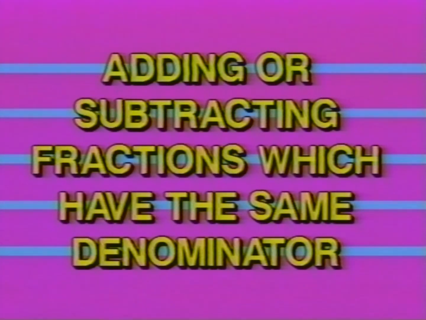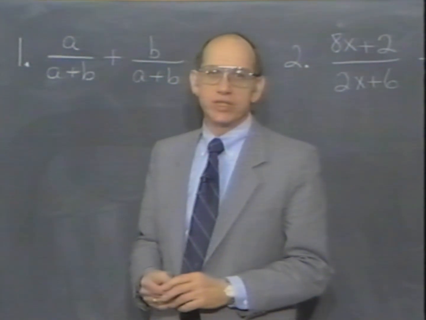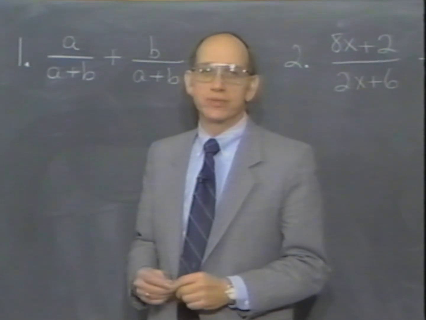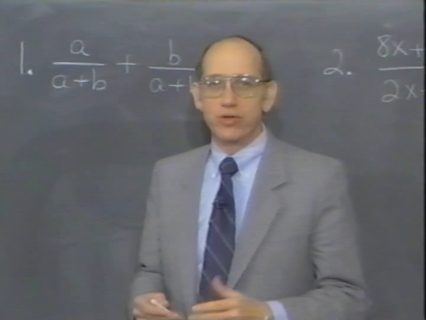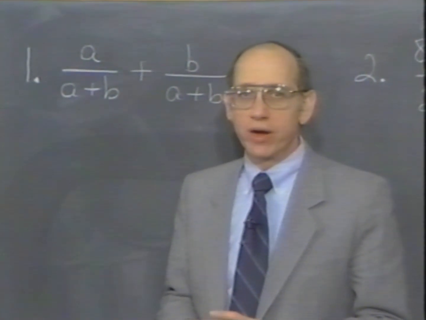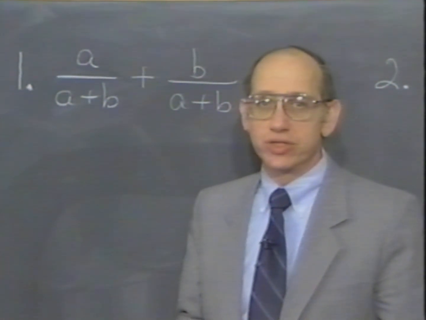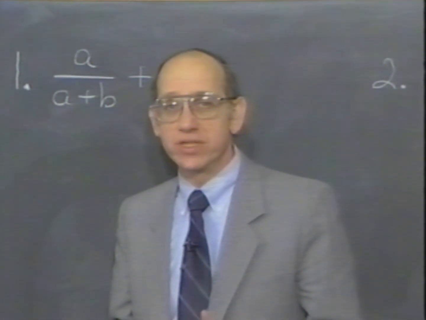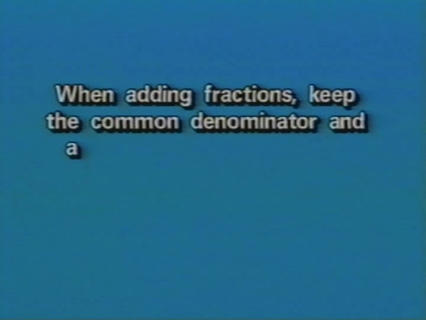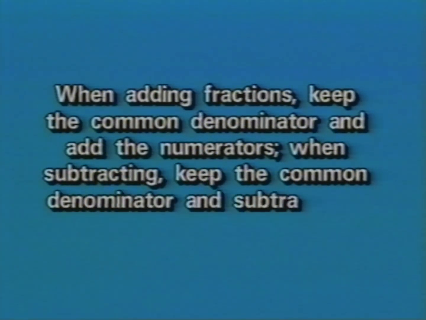Let's look at some examples involving addition and subtraction of algebraic fractions. Now we add algebraic fractions in essentially the same way we add ordinary numerical fractions. Remember, when you add numerical fractions, you have to have both fractions with the same denominator. So for example, 2/7 plus 3/7 adds up to 5/7, and what do you really do? When adding fractions, keep the common denominator and add the numerators. Or when subtracting, keep the common denominator and subtract the numerators.